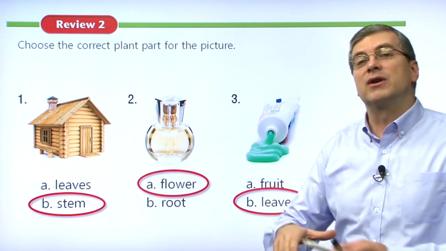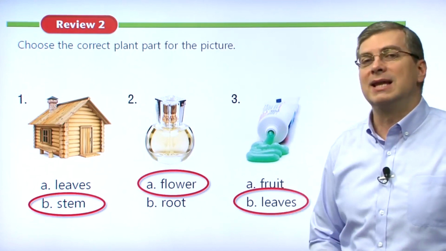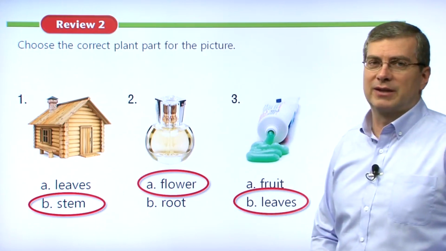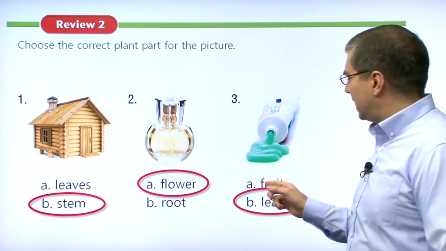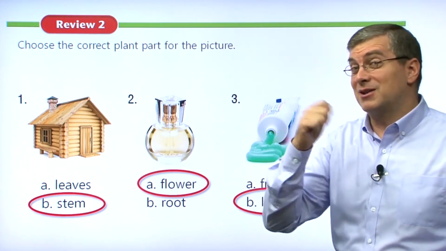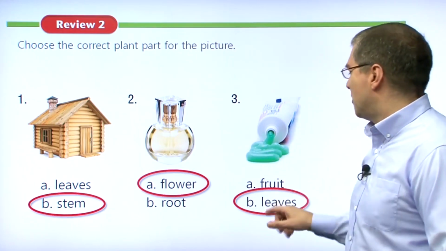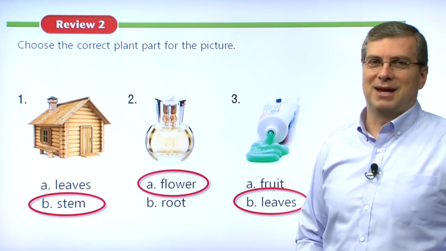Leaves. Remember, those are many leaves. One leaf, but many leaves. We use leaves to make toothpaste. Too bad. It would be nice if we used the fruit. Maybe the toothpaste would taste really good, right? But it's not good for a toothpaste. We use leaves to make the toothpaste.